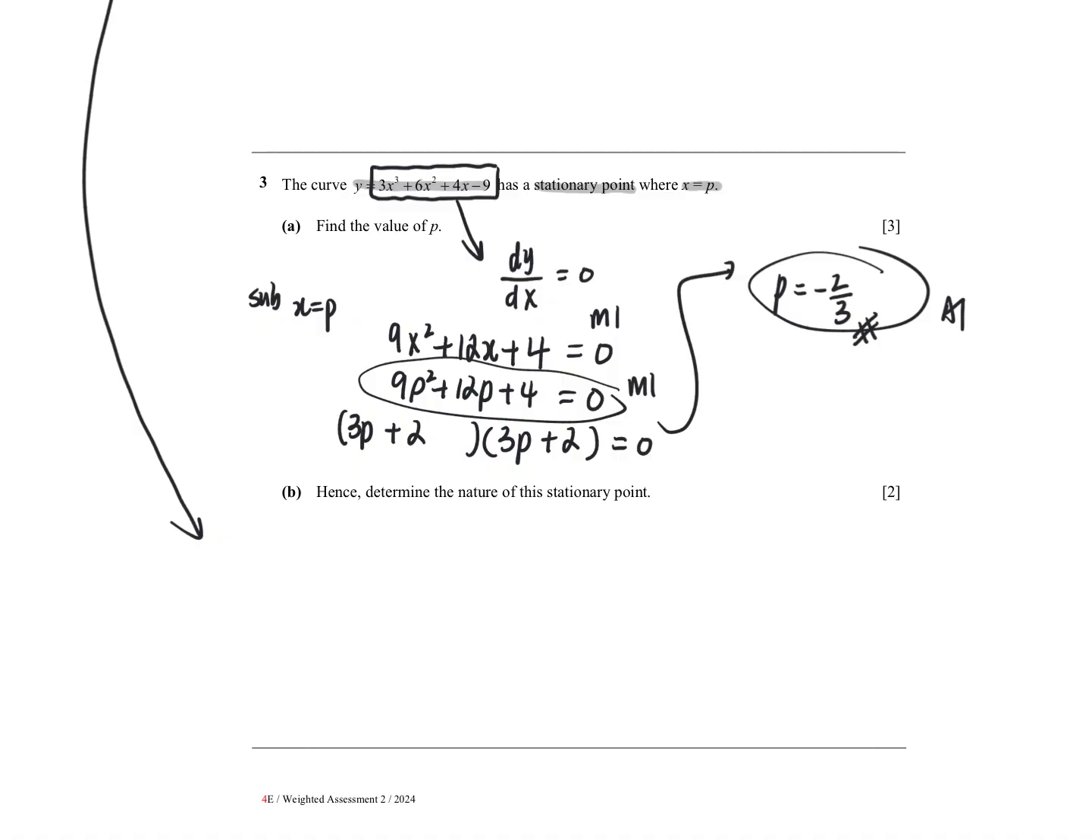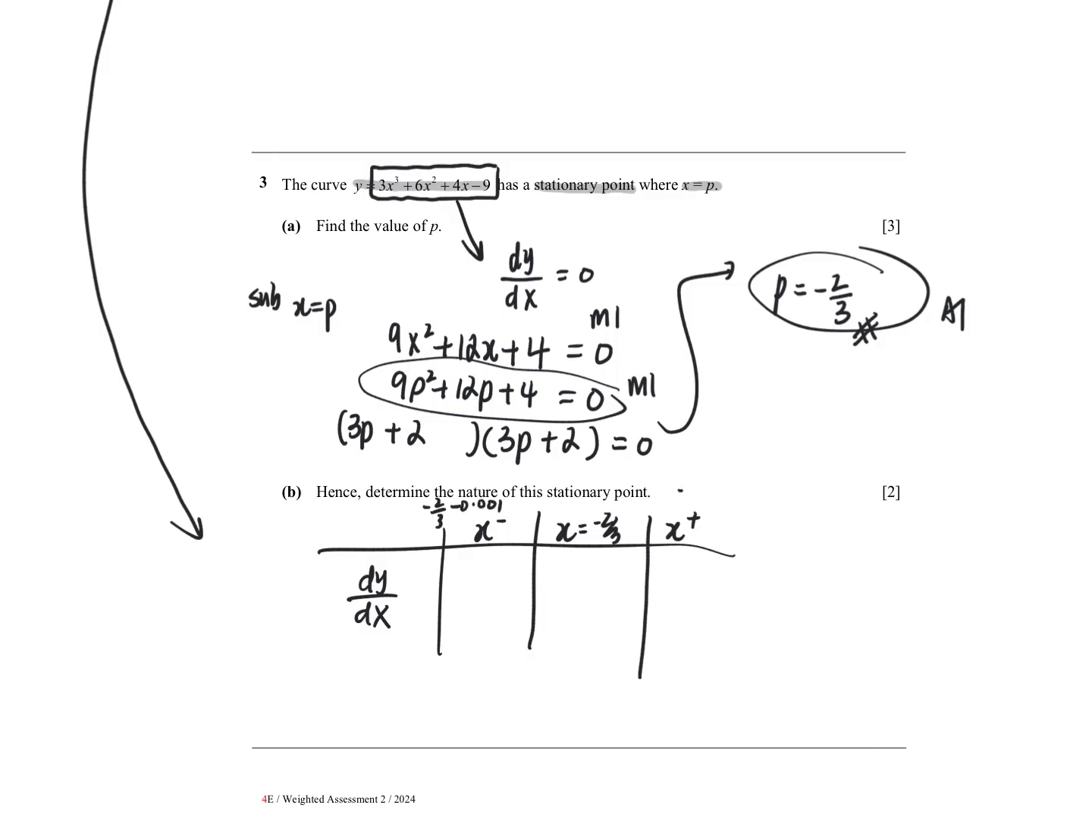Sub in a x value. Yes. So sub in a value slightly smaller. Okay, sub in a value slightly bigger. So slightly smaller means you minus by 0.001. Slightly bigger means you add by 0.001.